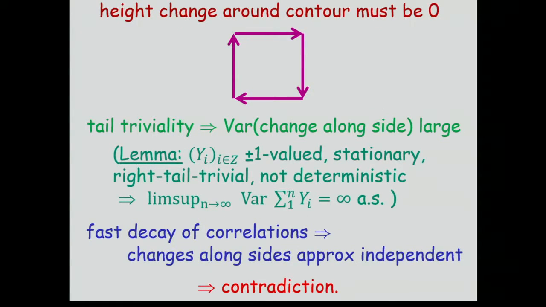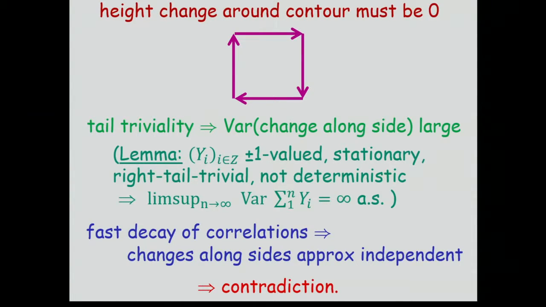And I won't go into all the details, but you take a large contour, a very weak condition, just tail triviality of the measure, tells you that the variance of the change in height along a side of the square of the contour is large, and it comes from this lemma, which is quite an interesting lemma. So for hardcore random processes people, I'd be interested if you've ever seen anything like this before. There are various ways to prove it, but I don't know whether it's just an easy consequence of something that's well known. We weren't able to find that.